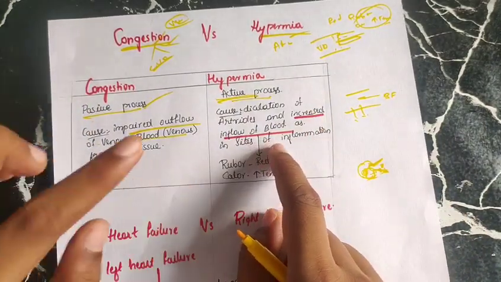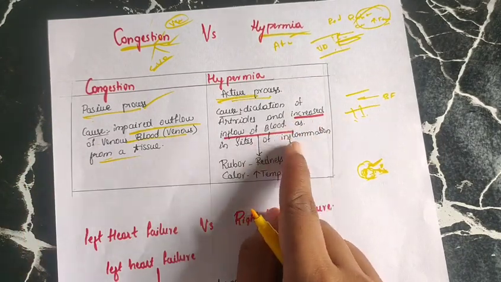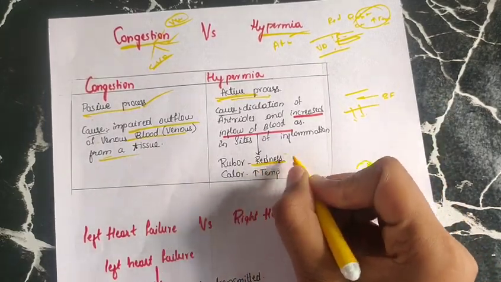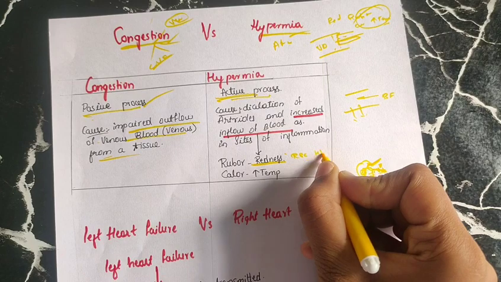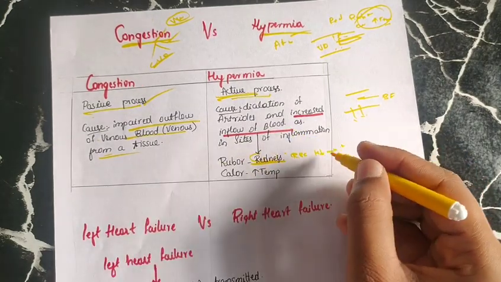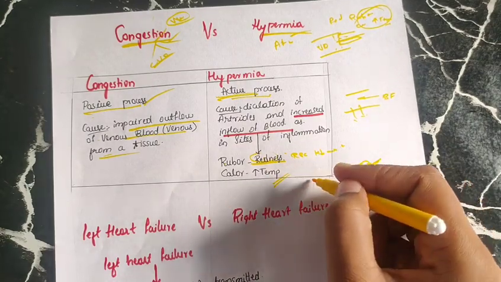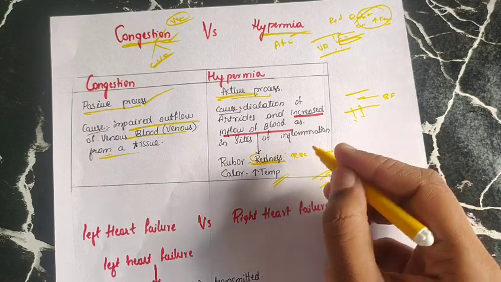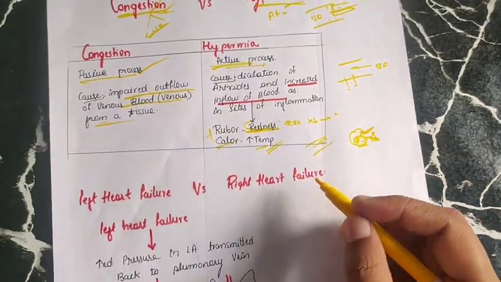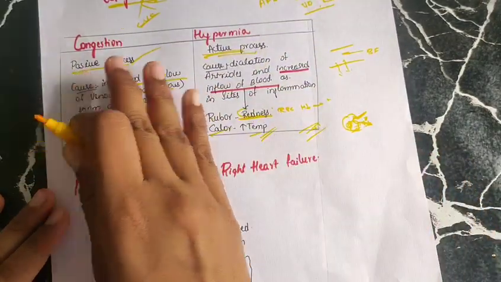Hyperemia occurs due to increased flow of blood in the blood vessels due to vasodilation. Because of the increased blood flow, RBCs and hemoglobin increase, so it appears red. That redness is called rubor. Blood also maintains the temperature, so wherever the blood flow is increased, there will be a rise in temperature. This is called calor. These are two cardinal signs of acute inflammation. And this is all about the difference between congestion and hyperemia.